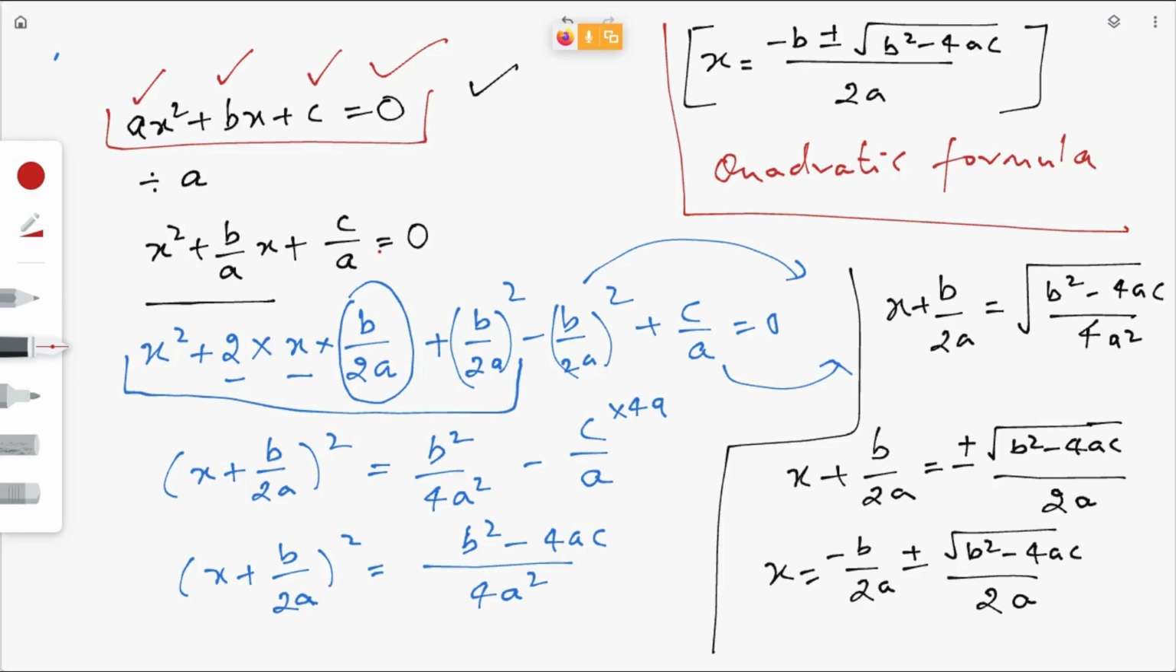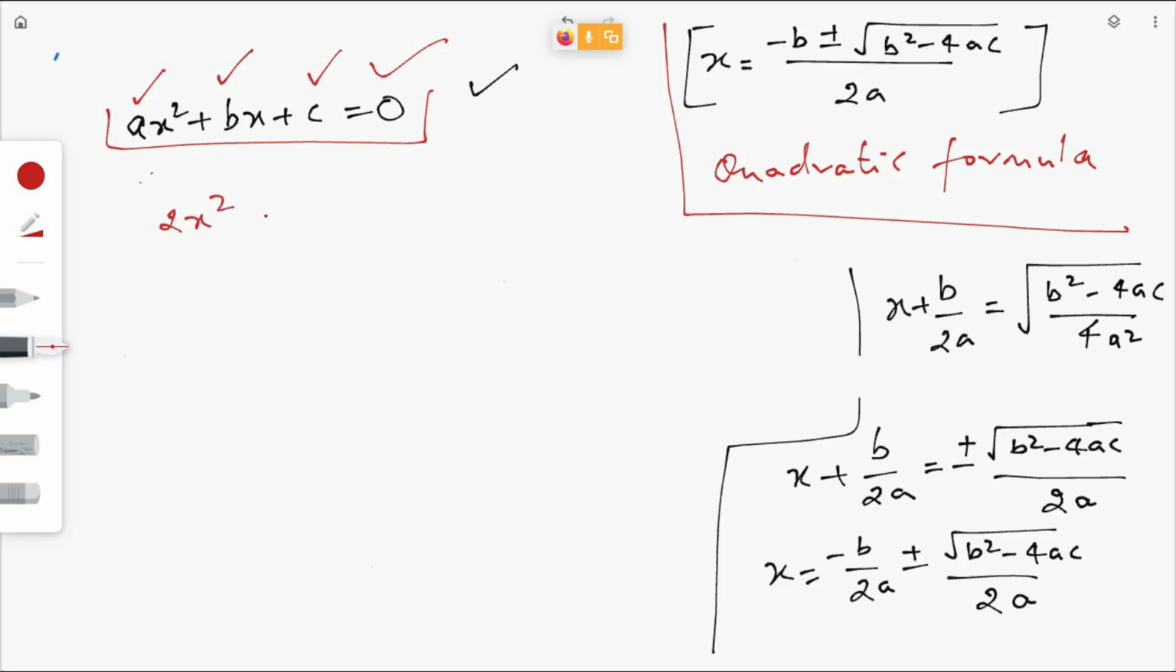Then what you will get is x is equal to minus b plus or minus root of b square minus 4ac divided by 2a. So now in the next problems, instead of all these steps, we use the same formula, that x is equal to minus b plus or minus root of b square minus 4ac divided by 2a, to find the solution of a quadratic equation. Okay, copy.